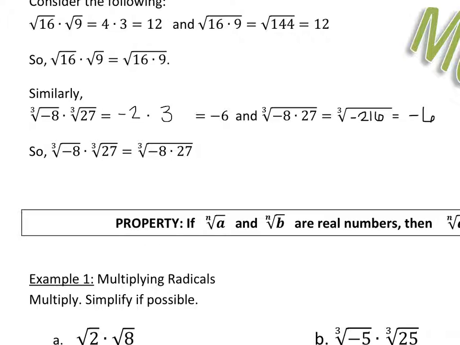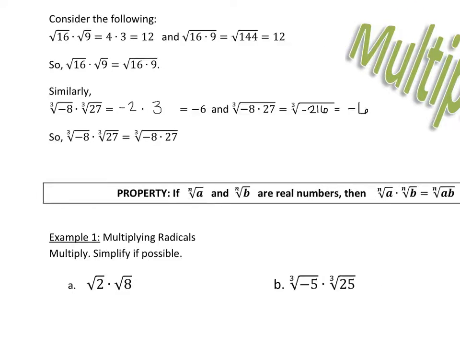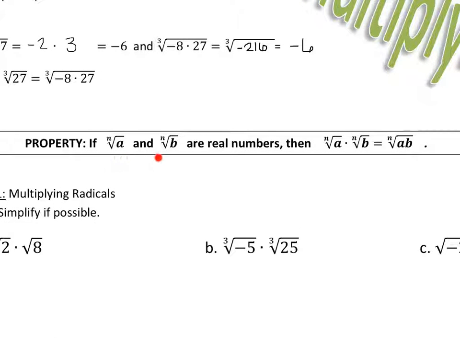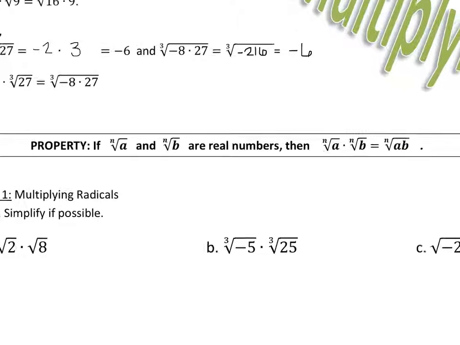We can use this to our advantage, and there's a property that talks about this. This is the whole definition thing. It just says that if they have the same index, you can deal with the factors separately or together underneath the root.